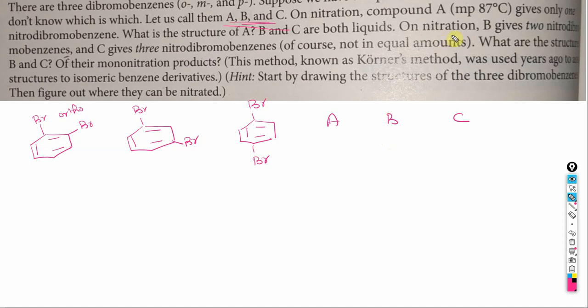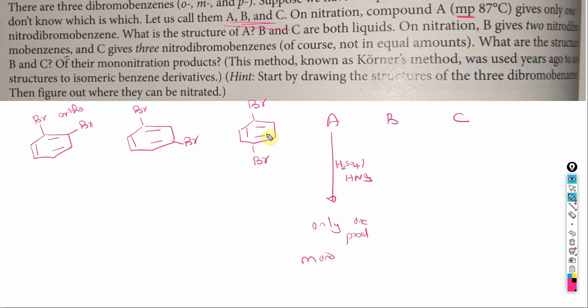On nitration, compound A, which has a melting point of 87 degrees centigrade, gives only one nitro dibromobenzene. So you take A, which could be any of these. If you treat this with a nitrating mixture, let's say H2SO4, HNO3, it gives only one product. There is no major or minor, there is just only one product.